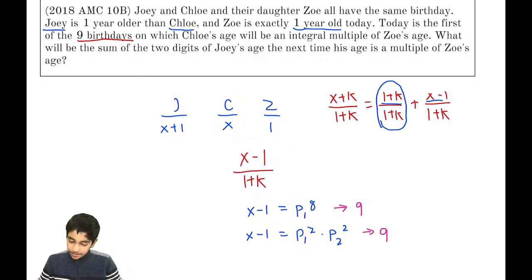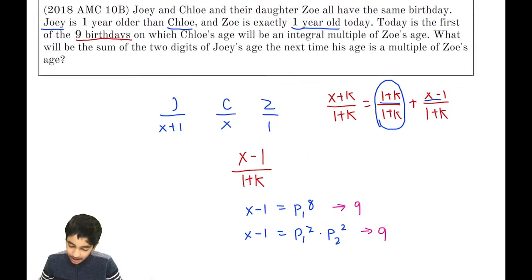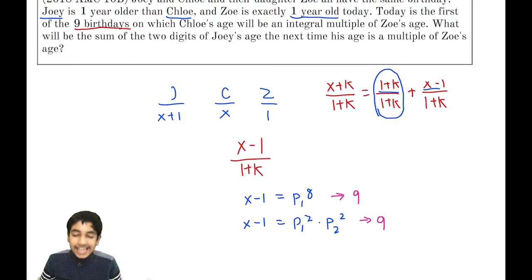Okay, so as you can see here, now we have these 2 possible values. So now what can we do? Now what more information do we have? Well, the next key piece of information is that Joey's age has 2 digits only, meaning that it cannot be a 3-digit number or more. Because if it's 100 or more, then it's too big. So we know that Joey's age has to be a 2-digit number.